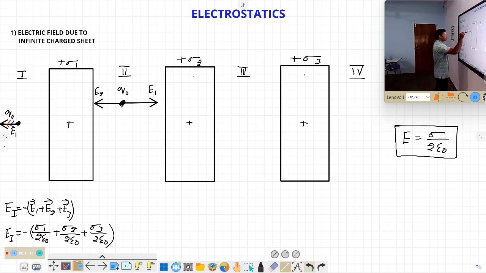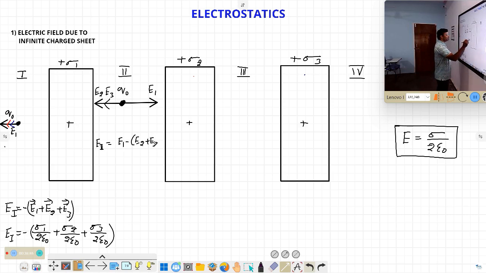This is the charge Q0. Now the third plate is positive and repels the charge in this direction, which is E3. So E1 is in the right side direction, and E2 and E3 are in the left side direction. The net electric field in the second region, taking the positive and negative directions, is E1 minus the sum of E2 and E3.